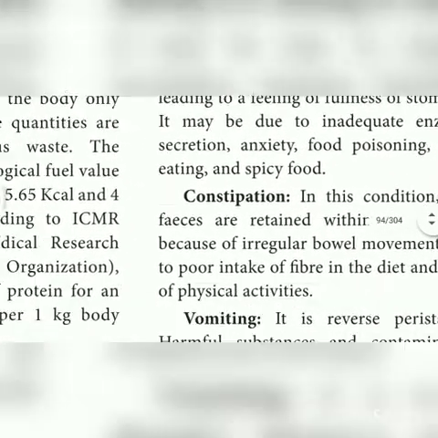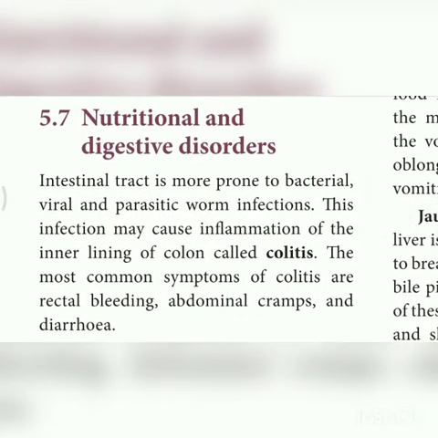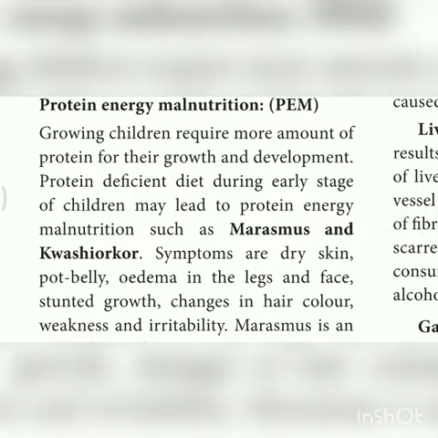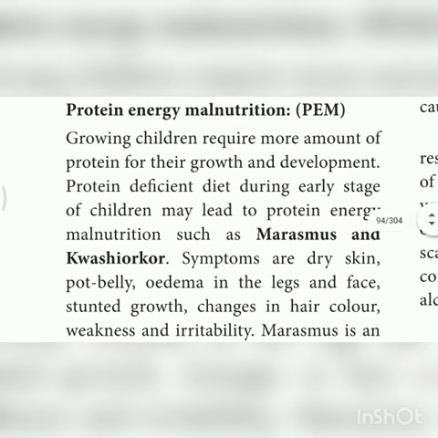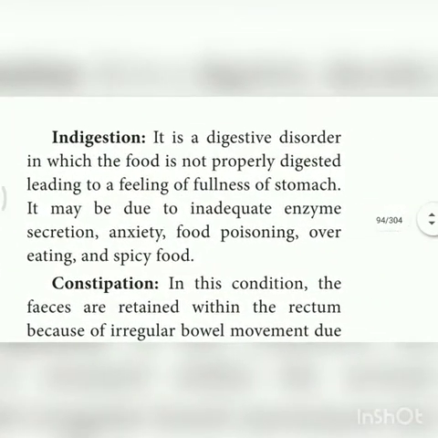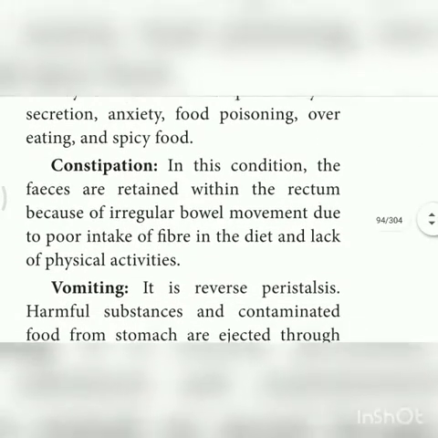And then nutrition and digestive disorders. In that you have to read protein energy malnutrition, PEM. That is a very important question. Write a note on PEM, protein energy malnutrition. In protein energy malnutrition, you have to write the symptoms of marasmus and Kwashiorkor fully. It's an important 3-mark question, so read it fully. And next one is indigestion, constipation, vomiting, jaundice. You go through all that, how it is caused and what are the symptoms, right?